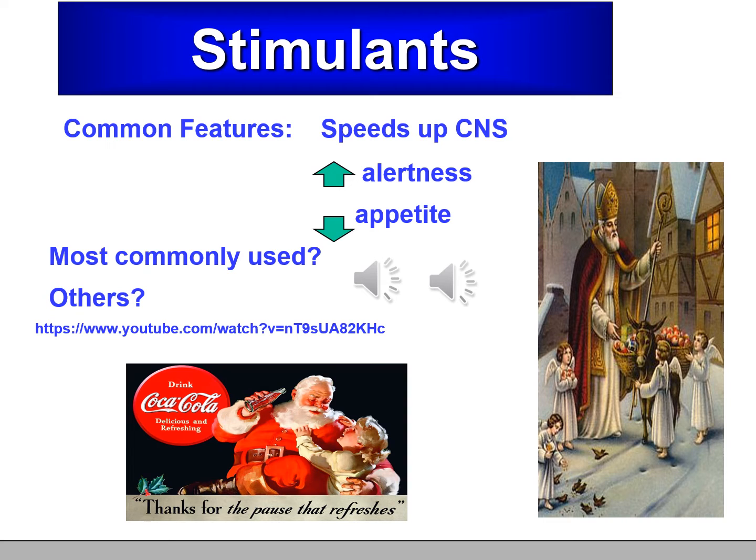Let's next consider the stimulant family of drugs. Common features, well, they don't depress the nervous system like the depressants. They speed it up. They increase alertness, which is why the person might be using them. And they do decrease appetite, which in the past was why people would often use them. Most commonly used, if you're saying cocaine, you're hanging with the wrong crowd, it would be caffeine. How about others? Well, amphetamines, methamphetamines, crystal meth, absolutely.